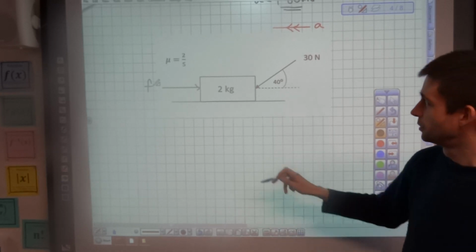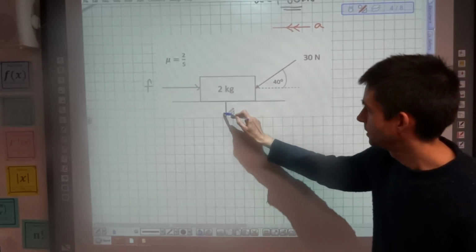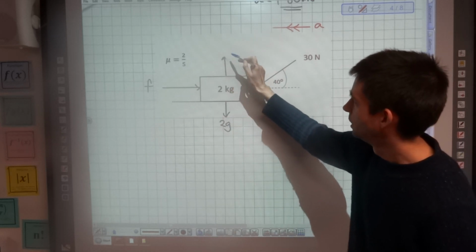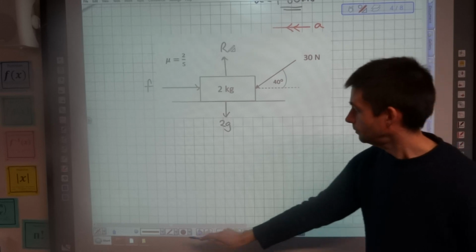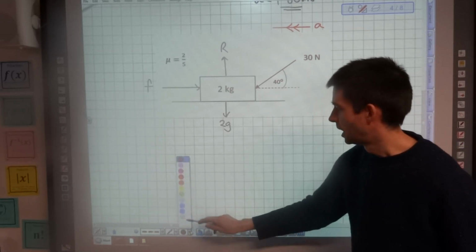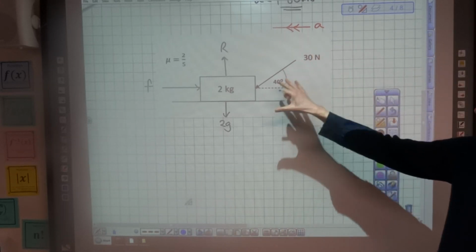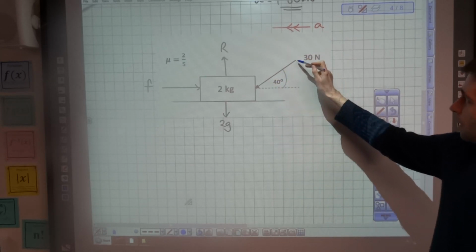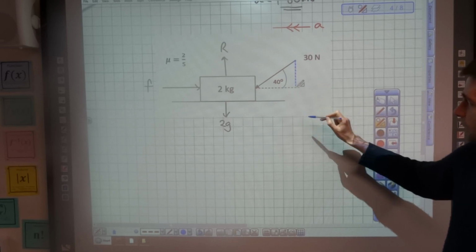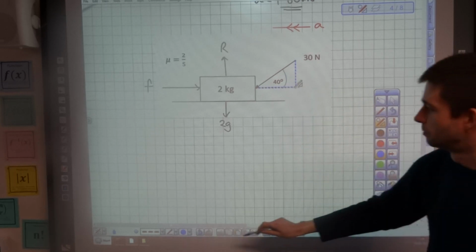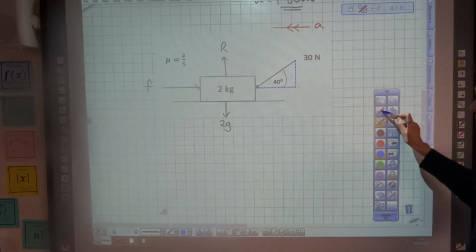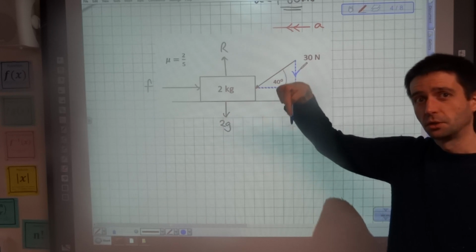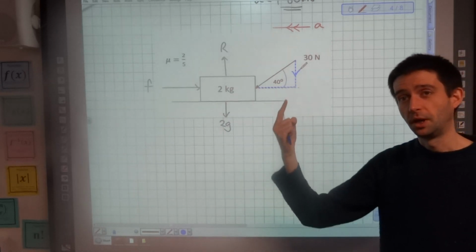Other forces I've got acting on this system, well, I've got the weight, which is 2g, and I've got the normal reaction force, which I'm going to label R. I then just need to work out the components of this force here, which is going downwards at an angle of 40 degrees. Now, when I draw in my vertical component here, and my horizontal component, with the vertical component, it's very important that this is acting downwards. So it's pushing down into the ground, which is different to the previous one, which was pulling up.